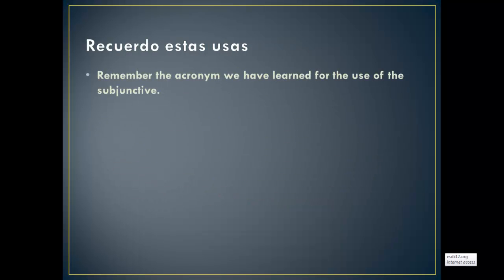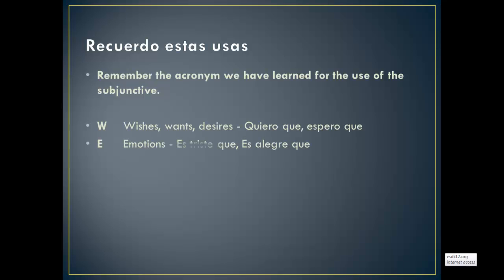First, I just wanted to go back through the things that we've learned about the subjunctive already. Remember our acronym WEIRDO. The W is wishes, wants, desires. These are all those phrases that are going to start quiero que, espero que, and after these phrases, as long as I have a change in subject, I'm going to use the subjunctive. The E are emotions. Es triste que, es alegre que, it's sad that, it's happy that, I'm angry that this happened.